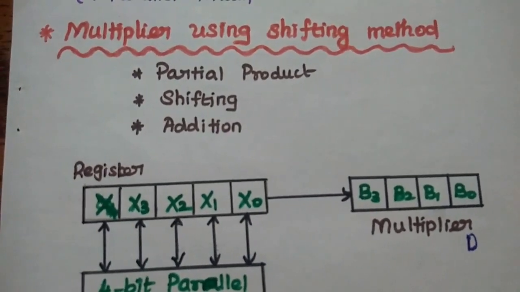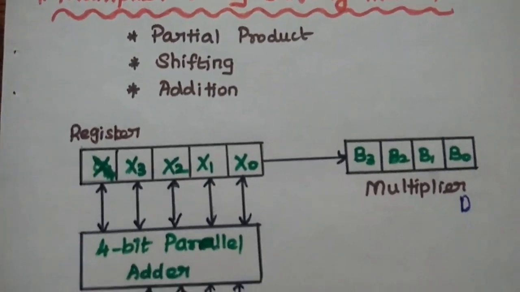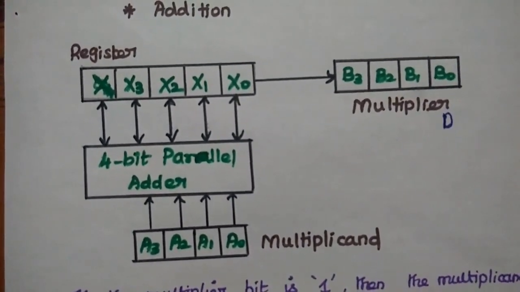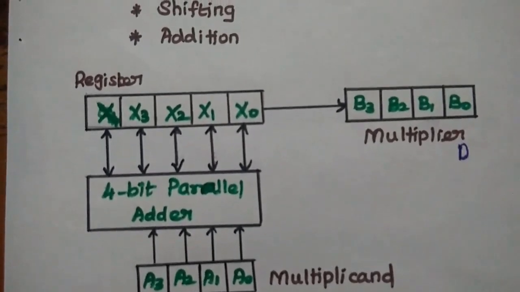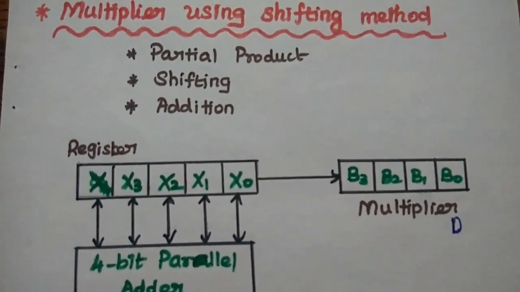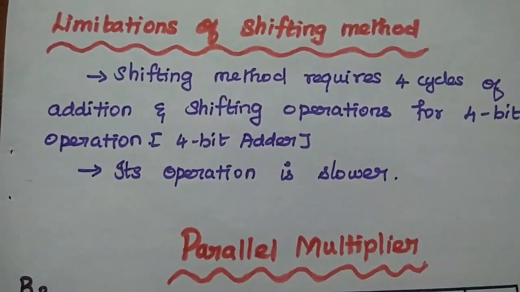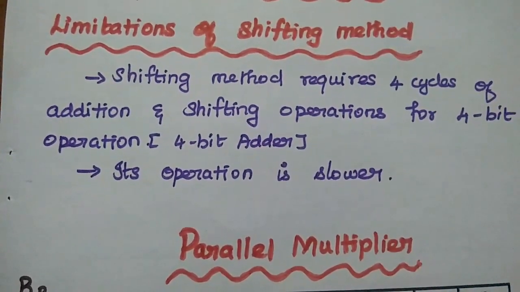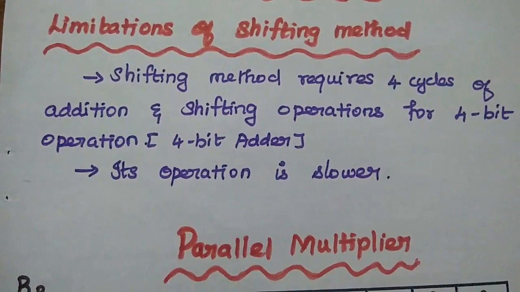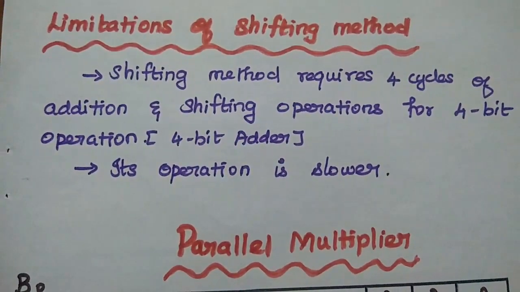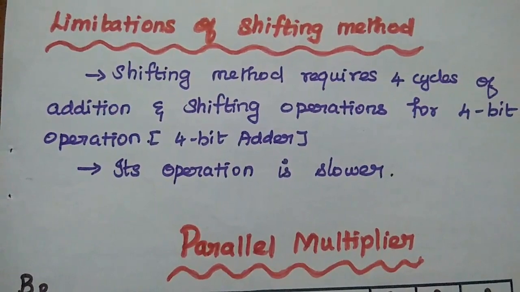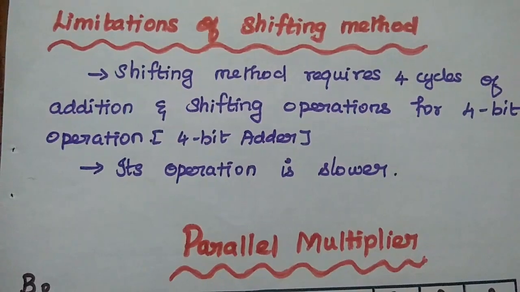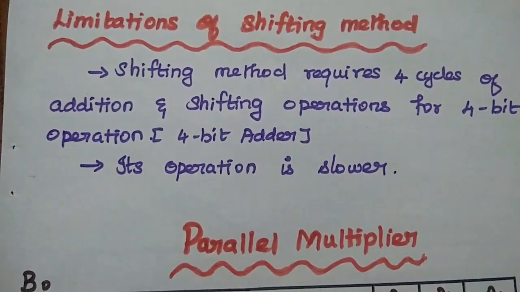Multiplier using shifting method is a very simple method and it requires less hardware. So its complexity is very low. These are the major advantages of the shifting method, but there are some limitations. In order to perform 4-bit binary multiplication, the shifting method requires 4 cycles of addition and shifting operations. Obviously, it slows down the multiplication process. So its operation is slower using the shifting method.